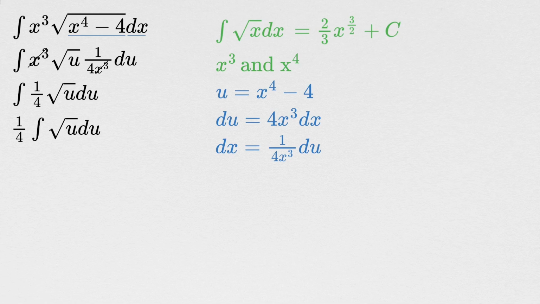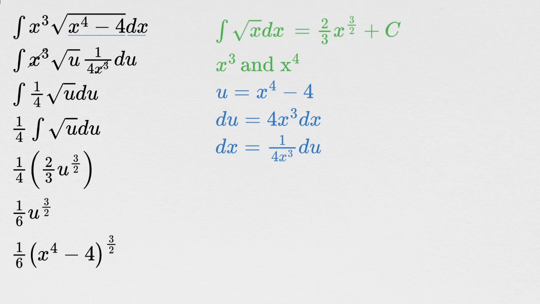We first move our constant out front and then use the fact that we wrote in green, integrating to get 1/4 times 2/3 u to the 3/2. Simplifying gives us 1/6 u to the 3/2. The final step is replacing u with our original expression, giving us 1/6 times x to the 4th minus 4, to the 3/2. We can then add our constant of integration.